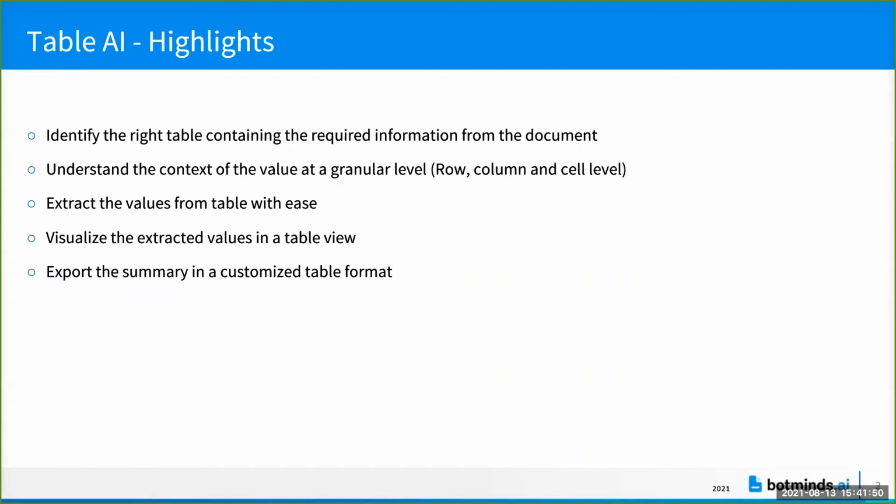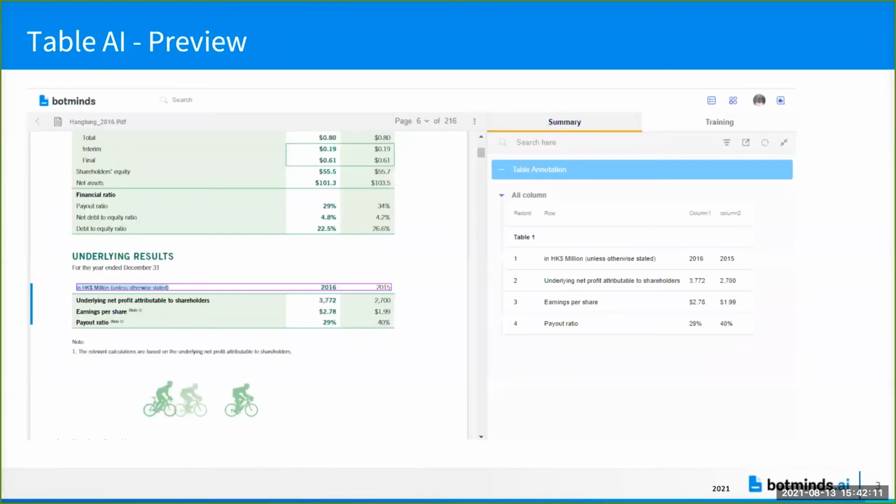You need to identify each and every cell within the table. We are drilling down at a cell level, because when you read a table, you need to know the context of each cell and the context of the value that you're trying to extract. So you need to drill down at a granular level, go to the cell level, and then extract all the information you need. I'll show you a quick demo.